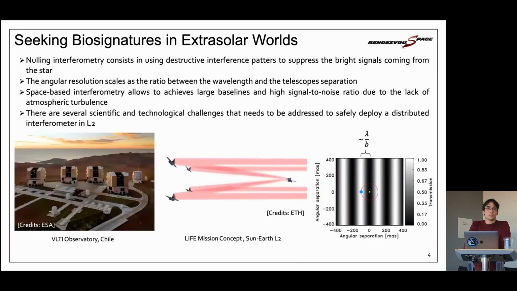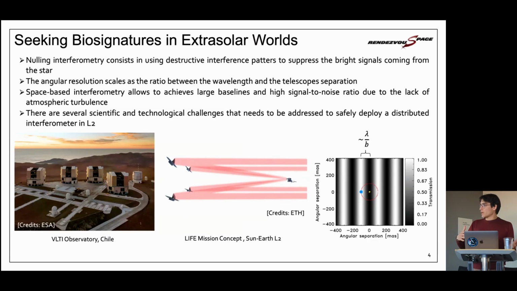One option is to use nulling interferometry. The idea behind nulling interferometry is shown here, in the plot on the right, and is to create an interferometric pattern such that the nulling band of the interferometer falls on the star, and we can actually see the planet on the bright band of the interferometric pattern. And here the angular resolution essentially scales as the ratio between the wavelength at which we are doing the observations and the baseline between the different segments.